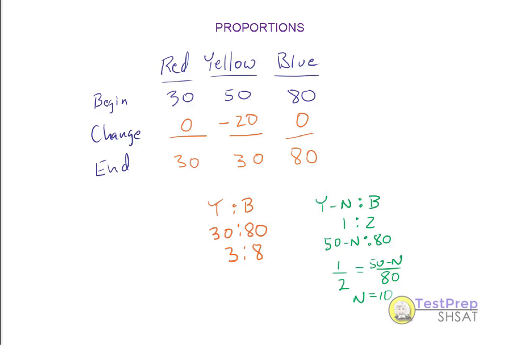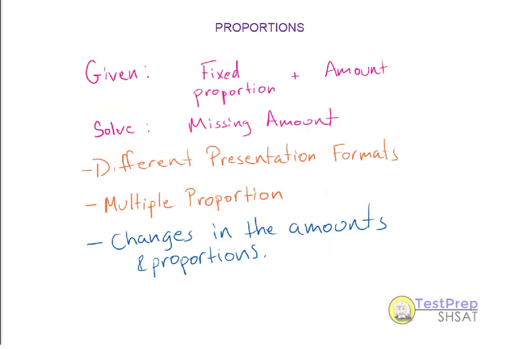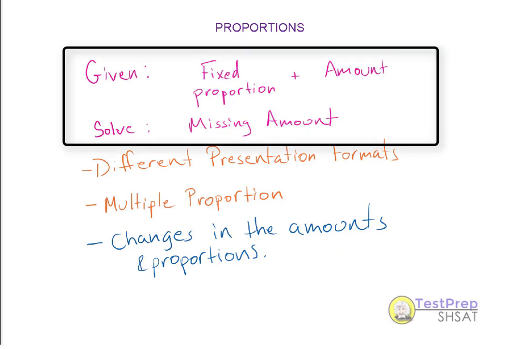One way to organize your problem and set it up for the change is to set up a table with the different things, a beginning, a change, and an end. We started with a simple fixed proportion given to us in a problem and an amount of one or all the items. That required us to solve for a missing amount. That was our typical basic proportion problem.